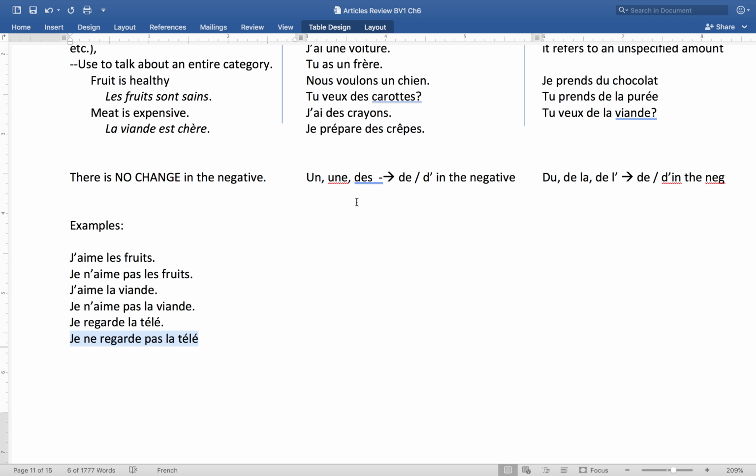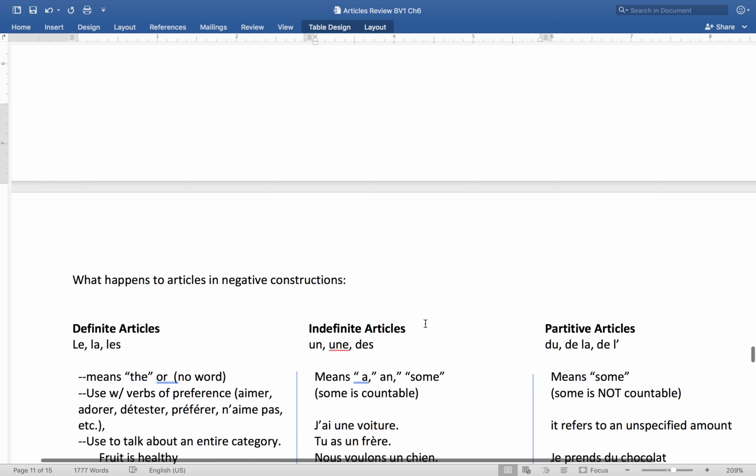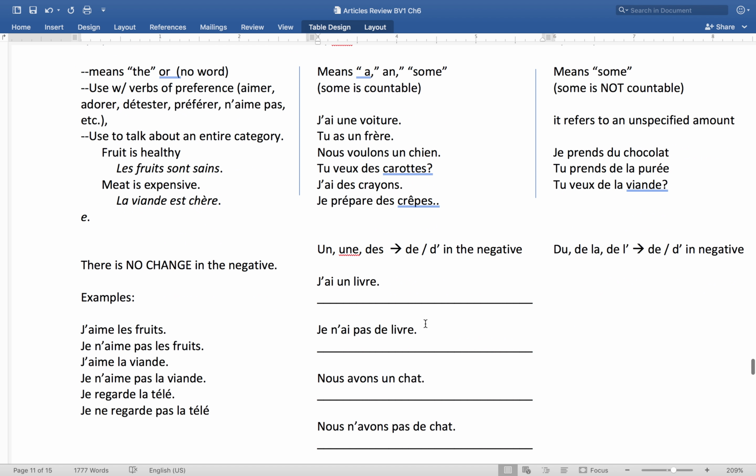Great. So now let's talk about what happens with indefinite articles in a negative construction. Well, you learned this back in chapter 3. With un, une, and des, they become just plain old de, or d apostrophe, in the negative. Remember, we would use a d apostrophe before a word that starts with a vowel or h. So let's see what that looks like.